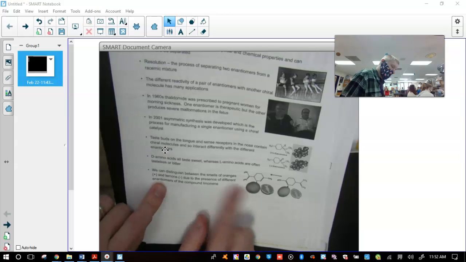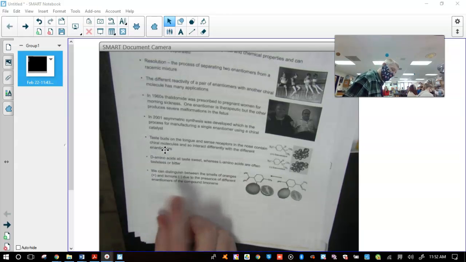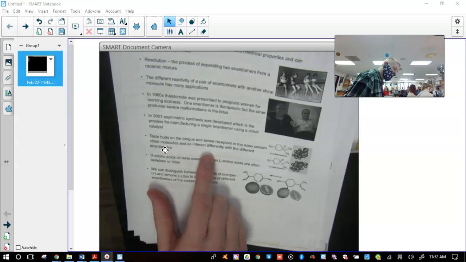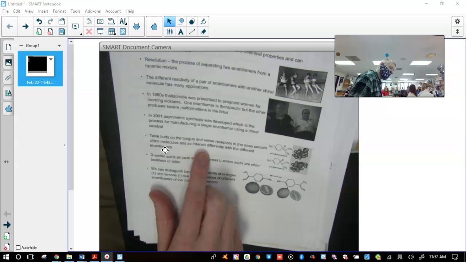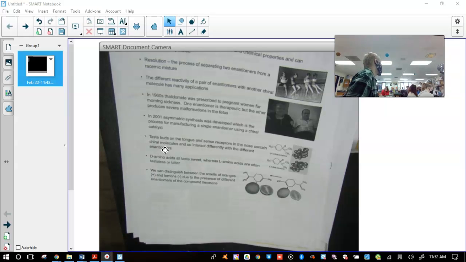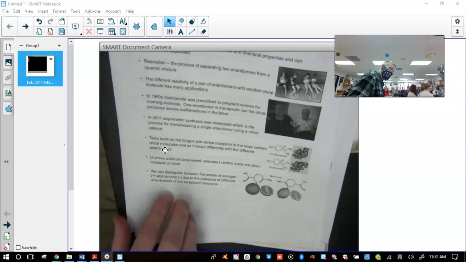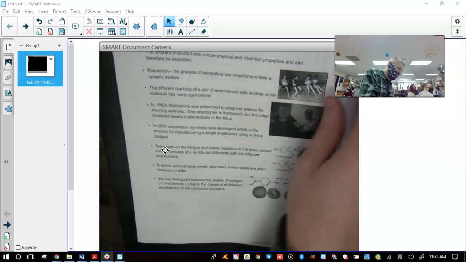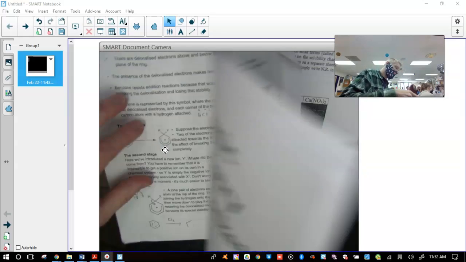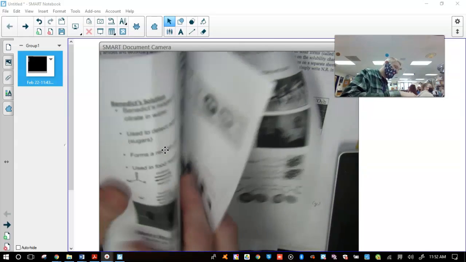Here, we're talking about smells, oranges and lemons. You got the plus versus the minus optical isomer. Taste buds on the tongue and sensory receptors in the nose contain chiral molecules and so interact differently with the different enantiomers. That's why we can identify lemon smell versus orange smell, because of those sensitive receptors on our cells. So the human body is extremely, insanely complex. All right. So that's kind of the macro idea of optical isomers.